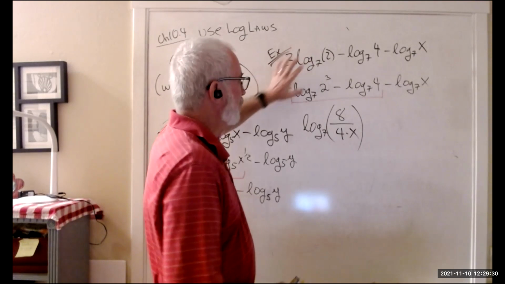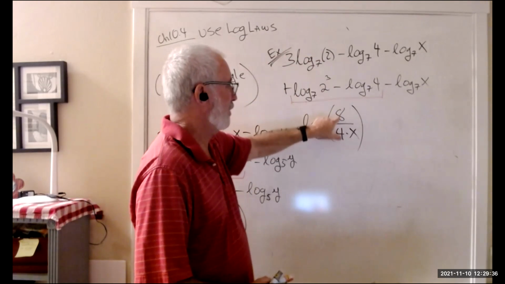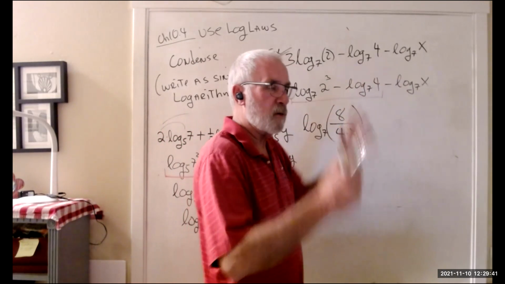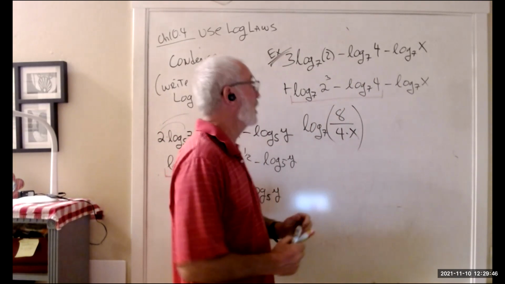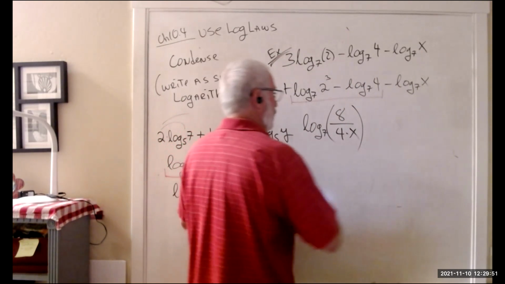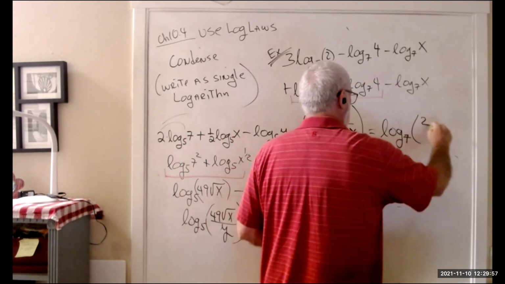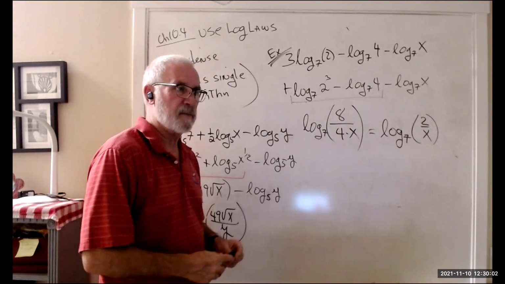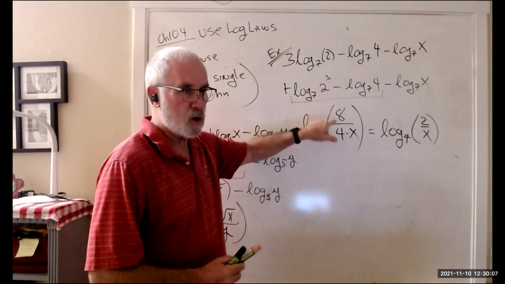A positive number will show up in the numerator. It did. 2 to the 3rd power was 8 in the numerator. These were both minuses. They will show up in the denominator, 4x. You're condensing. Remember, you're bringing them together. Now, this happens to reduce. So you can say this is log base 7 of 2 over x, which is the same answer I had when I tried it the first time. But that's because there was some nice, pretty reducing. That won't always be the case.